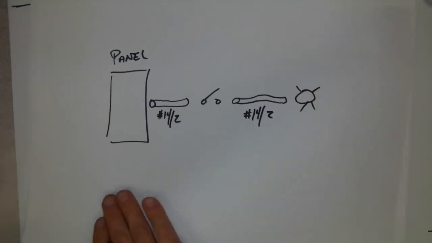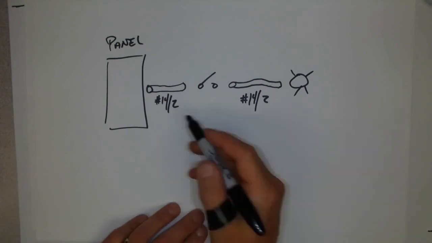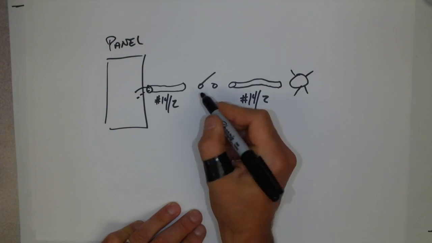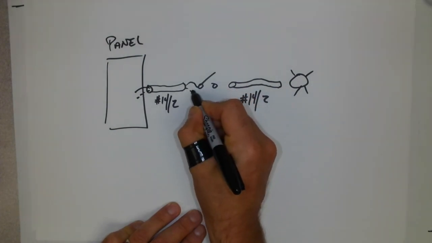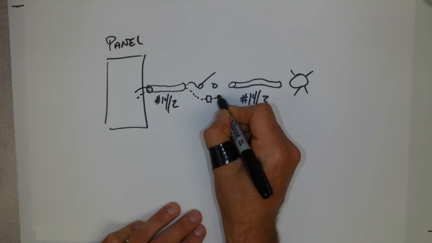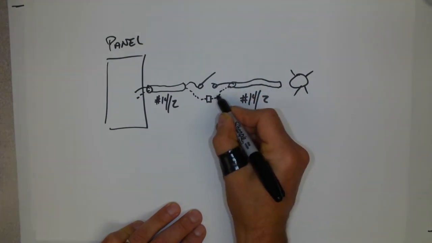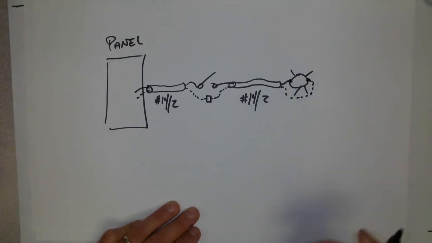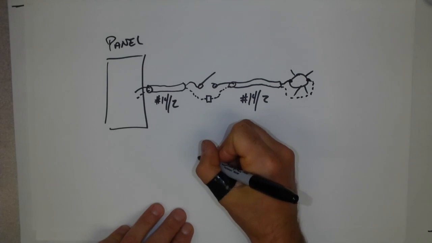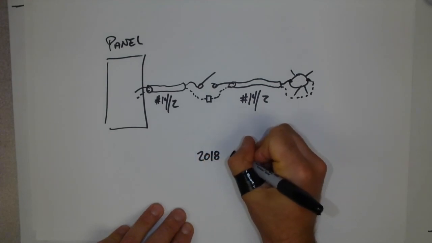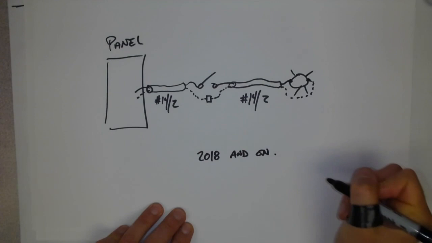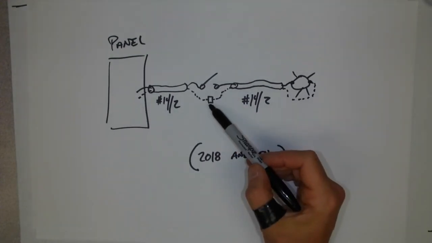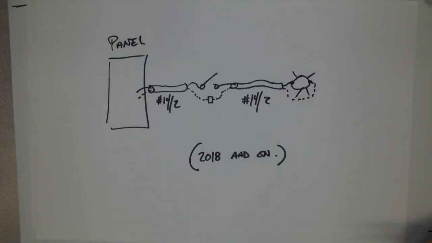Now, if we want to do this installation, we have to bring the hot and the home run, essentially, to the switching outlet first. So there's our black, there's our white, and we know that is going to connect into the white of this cable, and then we have the black and the white. So this is from 2018 and on. We would have to do this installation in this method. You have to have an identified present at the switching location.